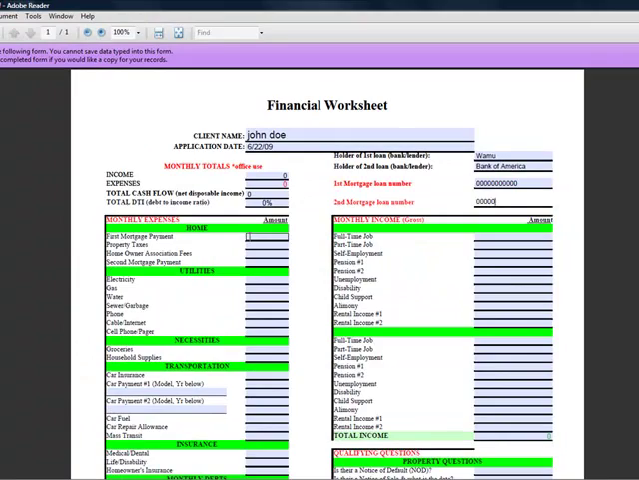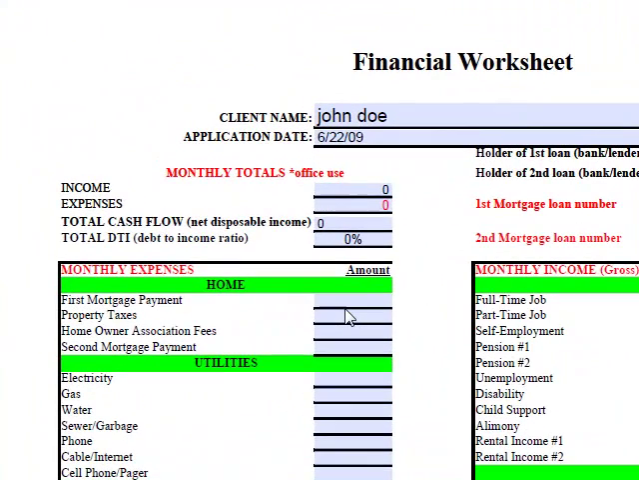On the left-hand side, we have the homeowner's monthly expenses. Please make sure that you implement it in monthly expenses. I understand a lot of you guys out there pay your taxes yearly, but we want to make sure that we average it over a 12-month period.